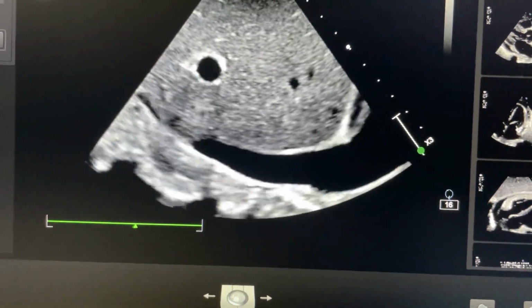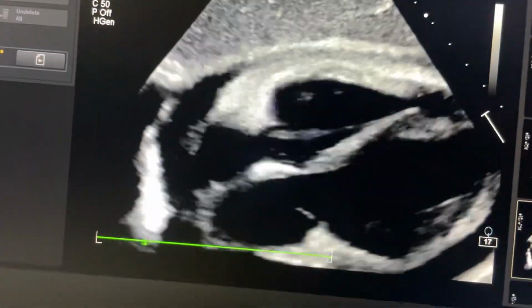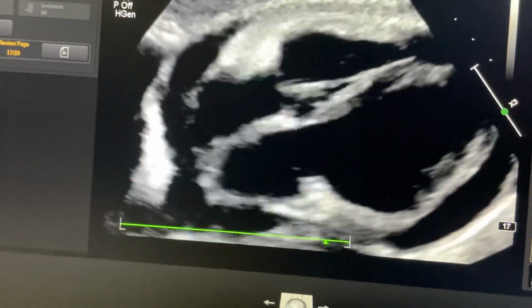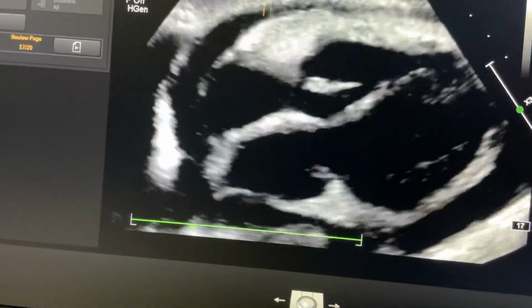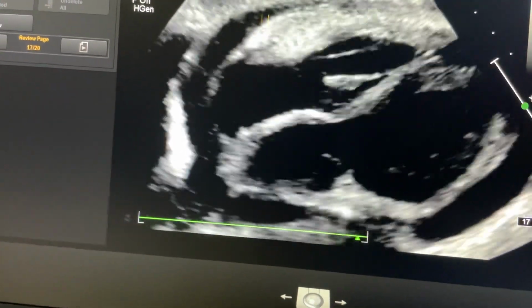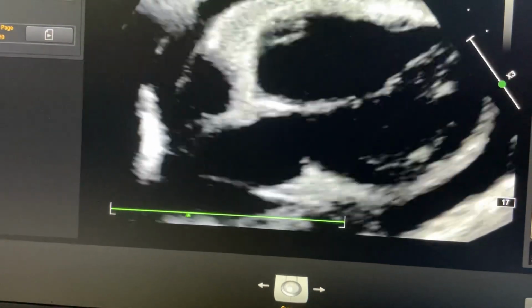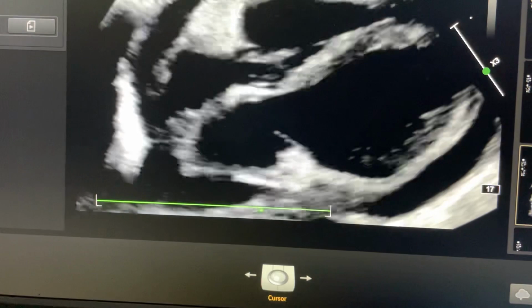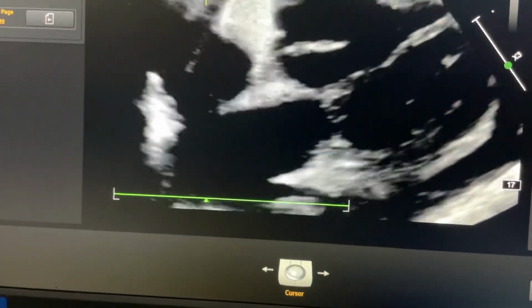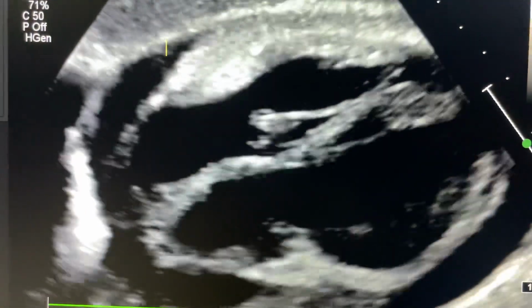And one more thing you can see here, again the pericardial effusion, fibrinous band, minimal fibrinous band. This is subcostal view. In subcostal view, you can easily find pericardial effusion. Very nice view to find pericardial effusion. So this view also shows the very small fibrinous bands.